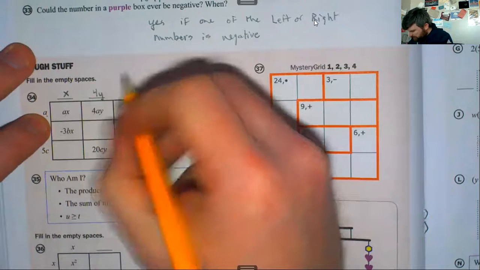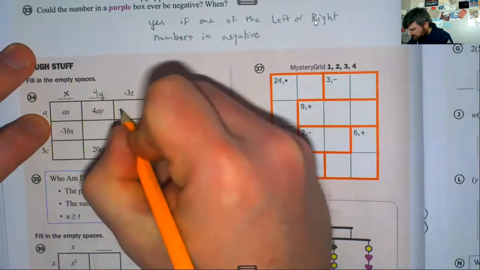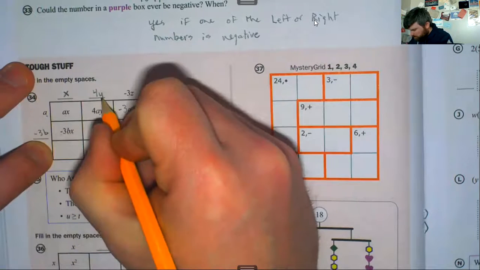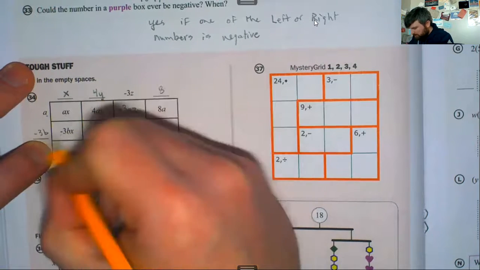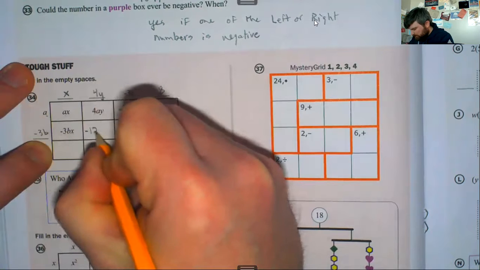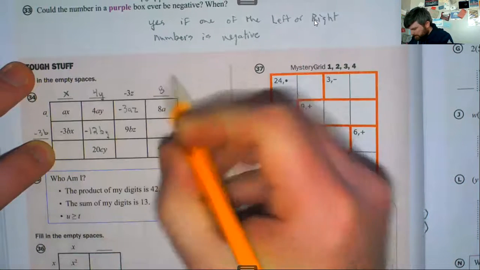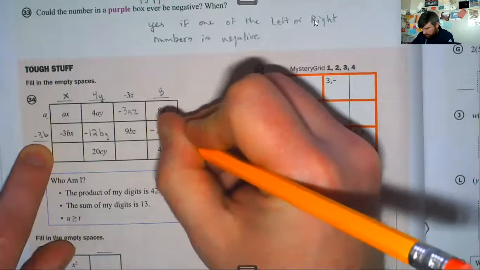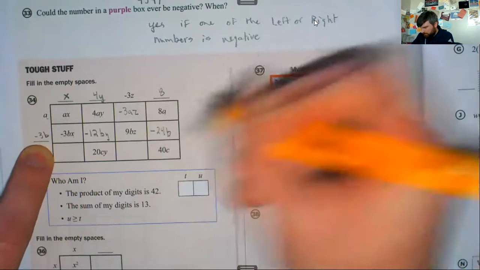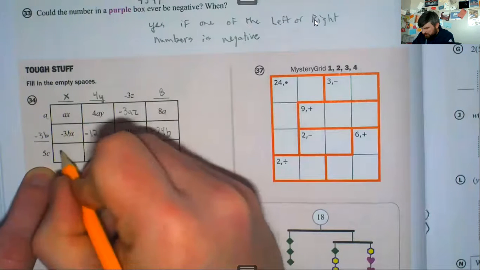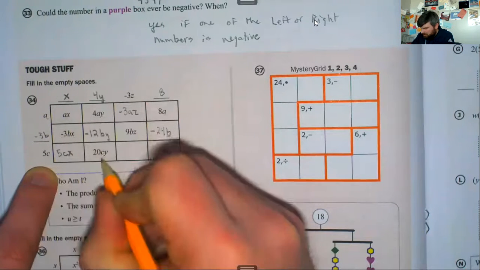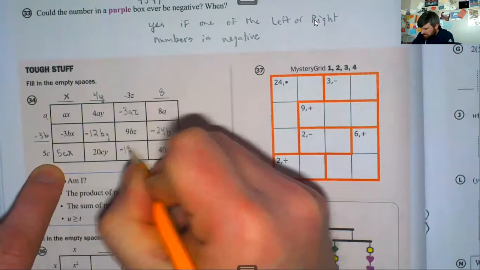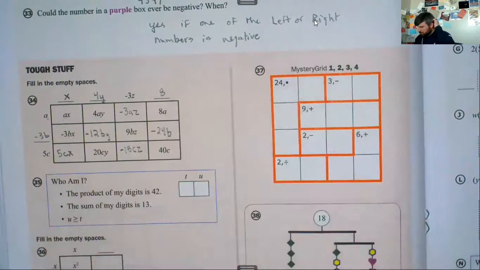A times negative 3Z is negative 3AZ. Got that one. Negative 3B times 4Y: negative 3 times 4 is negative 12BY. Negative 3B times 8 would be negative 24B. 5C times X is 5CX. Got that one. 5C times negative 3Z would be negative 15CZ. And then you've got that one.